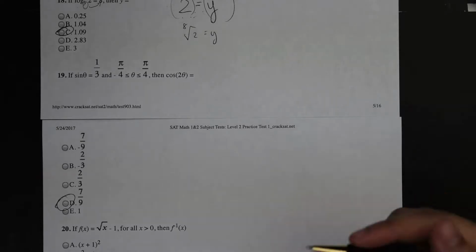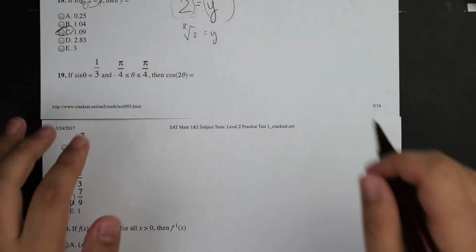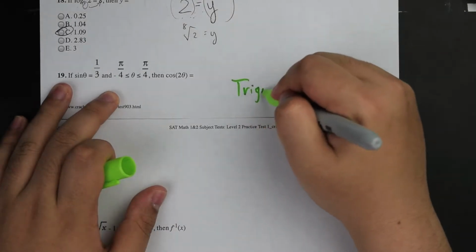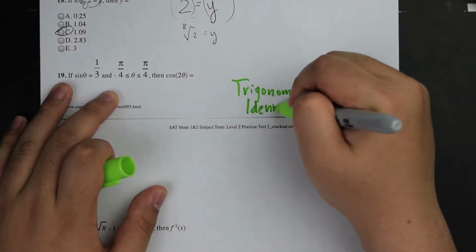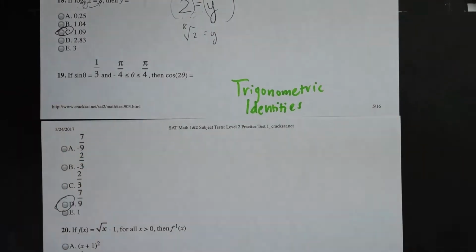And now I'm going to go ahead and explain to you how I was able to get to this answer. For number 19, there's actually two ways to do this problem. So the first way is if you do remember the trigonometric identities. So I'm going to write that term down in a different color. Trigonometric identities, you actually could use the trigonometric identities to help you solve this question out.